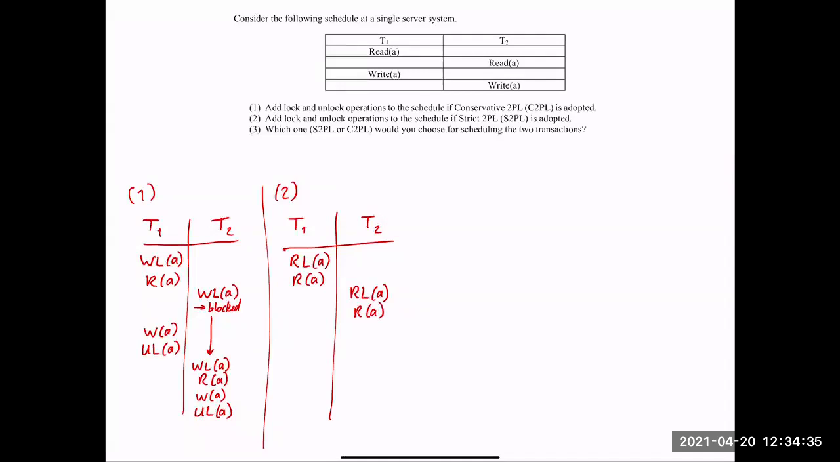And now T1 wants to write A, so it will need to acquire a write lock, or more specifically, it's going to upgrade its read lock here that it acquired to a write lock. Okay, and is that a problem? Is T1 going to be blocked?